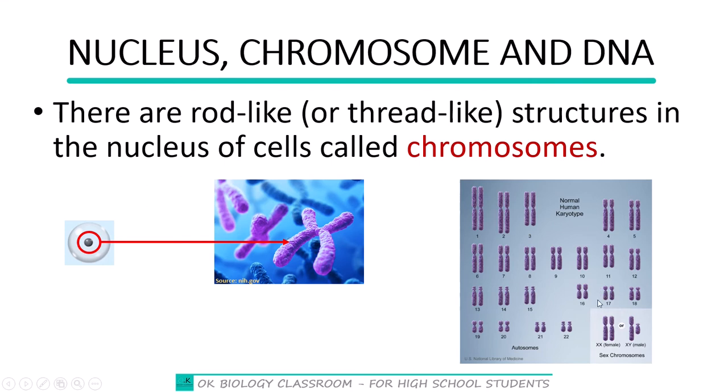Alright, so these are what we have. Let's note that point, that within the nucleus, there are some thread-like structures or rod-like structures that are called chromosomes. And when you pick the normal somatic cell of a human being, you're going to find 46 chromosomes. But because they are appearing in pairs, they are 23 pairs.